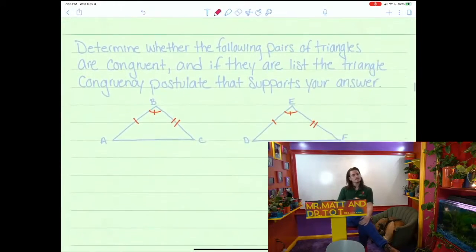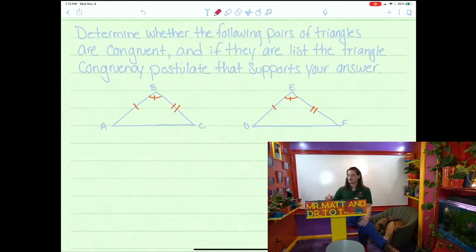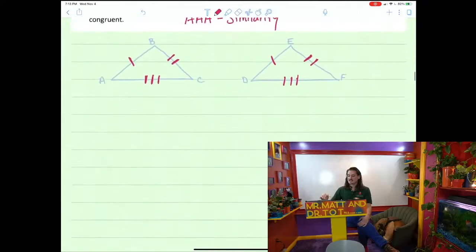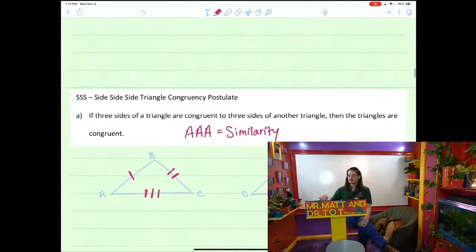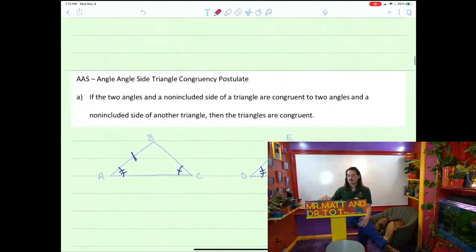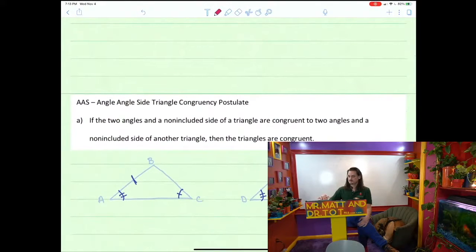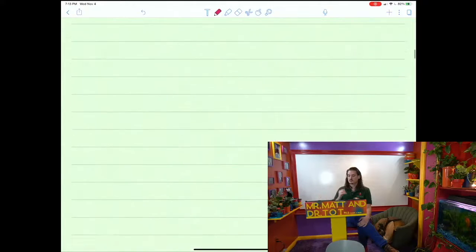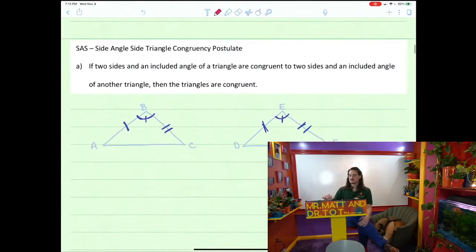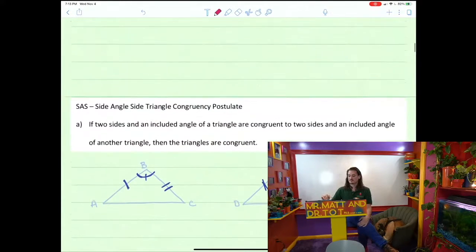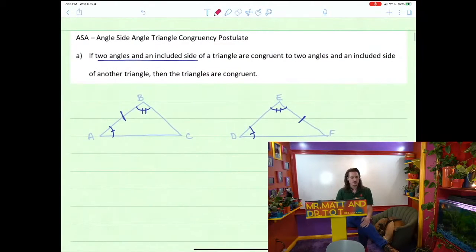So those were the 4 postulates, just to review quickly. So we had side, side, side, angle, angle, side, side, angle, side, and angle, side, angle.